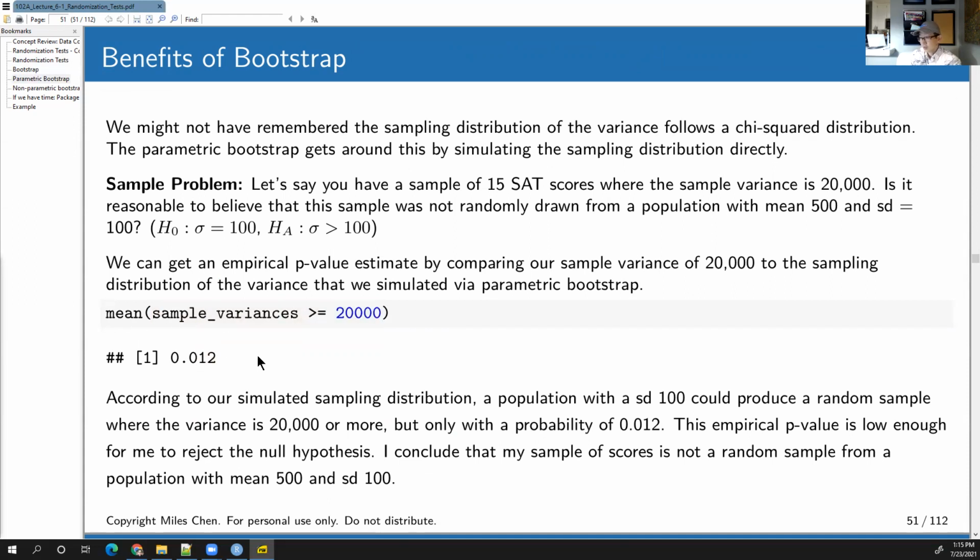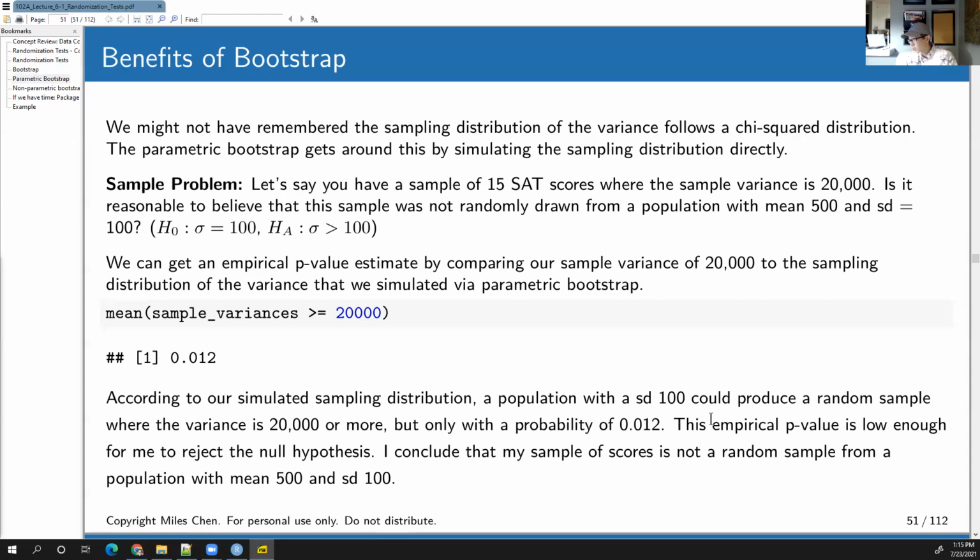It says it happened 1.2% of the time. So out of 10,000, it happened 120 times. If you have a sample of 15 SAT scores where the sample variance is 20,000, you can either say, I must have been one of those lucky 120 samples out of 10,000, one of the lucky 1.2%. Or you can say, I don't think I was the lucky 1.2%. It's not impossible, but it's a pretty low value.